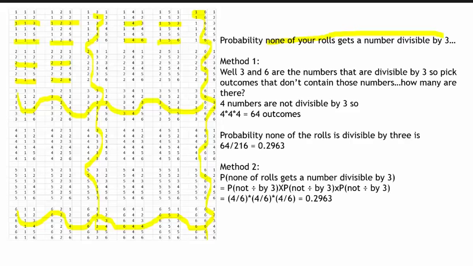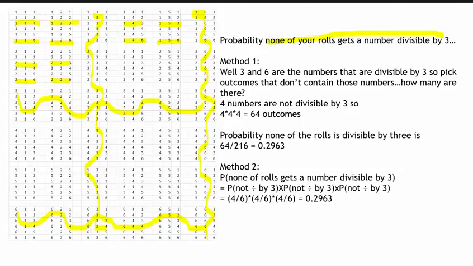So the probability that none of the rolls gets a number divisible by 3, you just think, on the first roll, what is the probability it's not divisible by 3? Well, 4 numbers are not divisible by 3 out of the numbers from 1 to 6, so 4 out of 6. And then the second roll, not divisible by 3, that's 4 out of 6 again. And then the third roll, 4 out of 6 again. So you immediately get the answer with the multiplication rule, 0.2963. So definitely easier to think of with the multiplication rule.